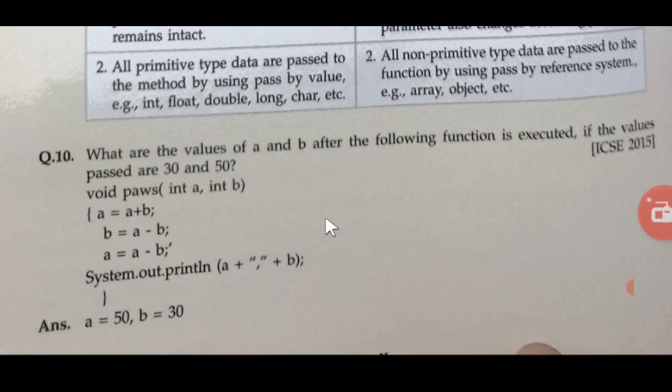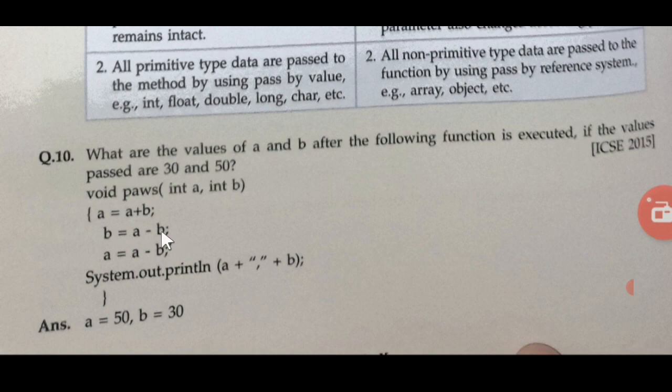Now what are the values of a and b after the following function is executed? The values passed are 30 and 50. So 30, 50 will be copied here. 30 plus 50 is 80, so a is now 80. After that, b equal to a minus b. A is 80, minus b. B is 50.